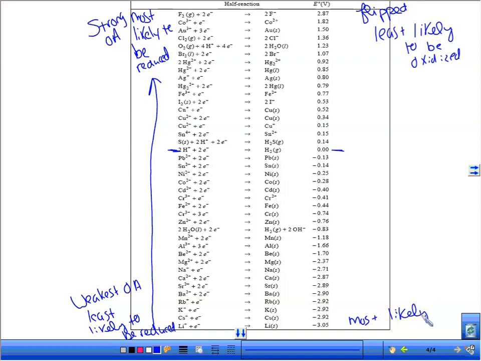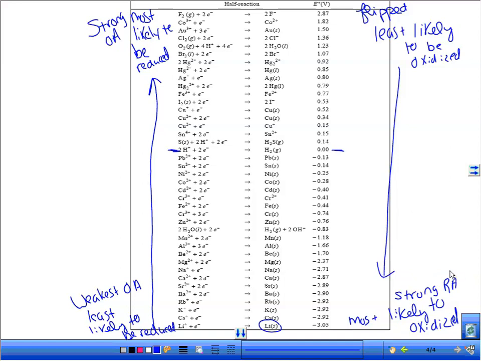My pen is not working very well because I'm sitting so close to the Bluetooth. Most likely to be oxidized. So now, again, we're still thinking of them as flipped. If they're flipped, if it's going to be oxidized, this would actually be a strong reducing agent. So our strongest reducing agent is actually lithium solid, and the strength increases as we go down. Again, not a straight line.